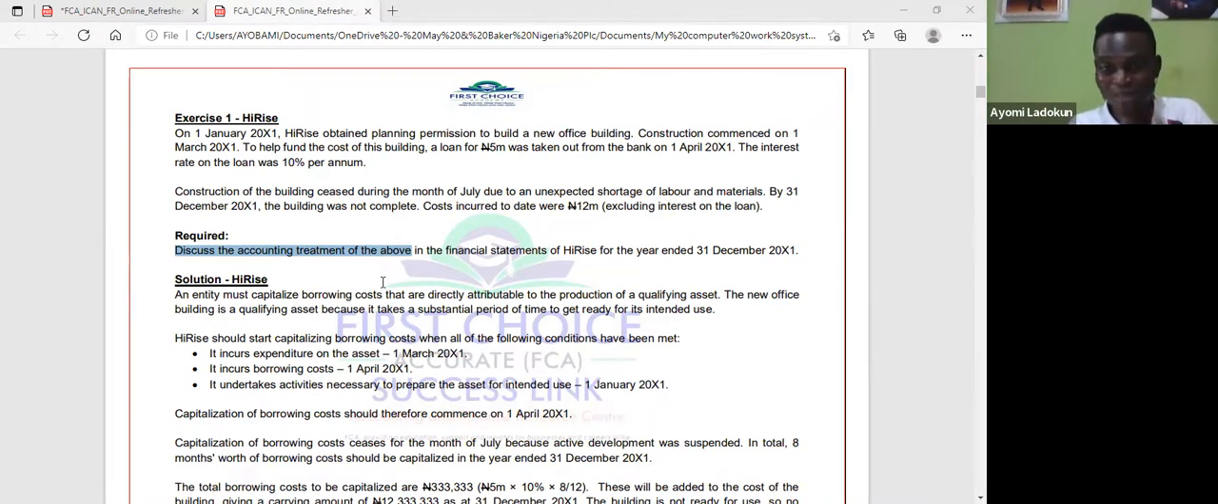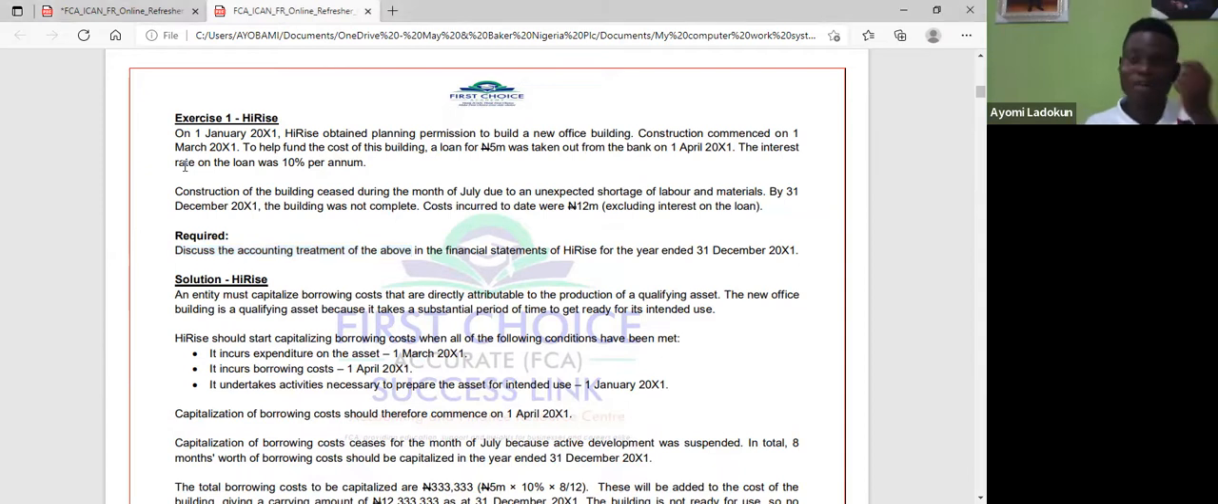This is what it's going to say. Discuss the accounting treatment in the financial statement for the year ended. Then you are wondering, which standard is the examiner testing? Because it says, discuss the accounting treatment. So that's why I love this kind of question, so that I can show you how to determine the particular standard that the examiner is testing.